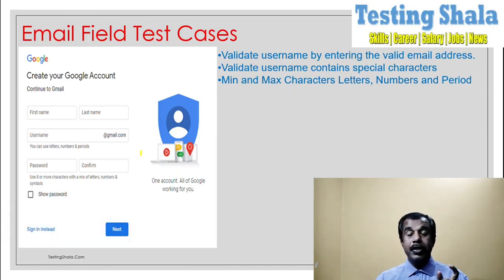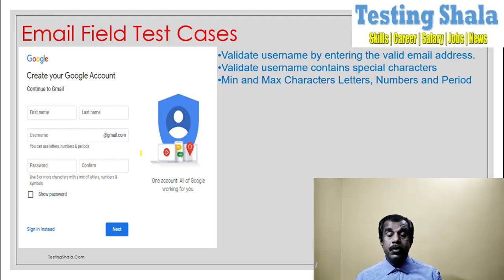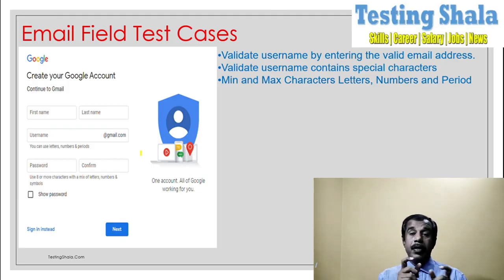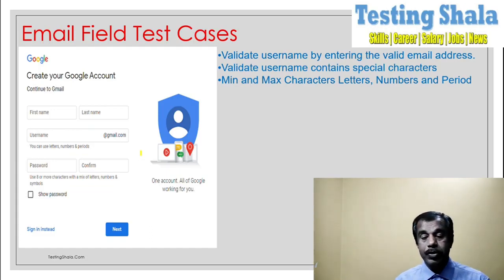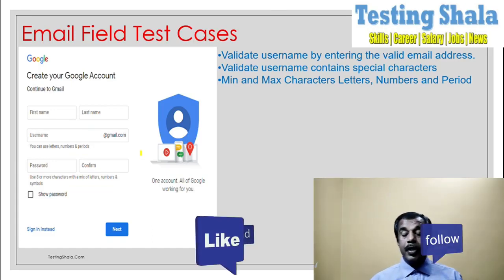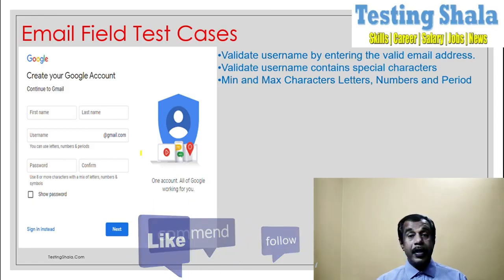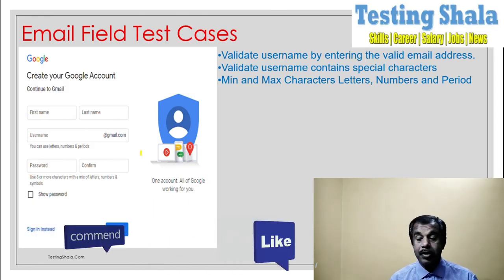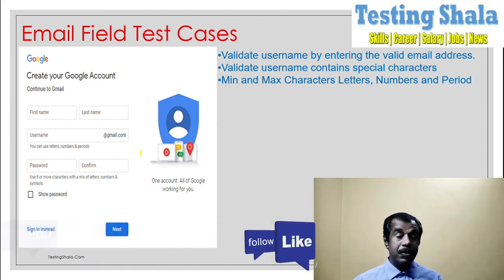Again, these things you should get from the requirements, and numbers can also be included in the username. There are certain email IDs where you can place a period followed by something, let's say test.123@gmail.com, test.test123@gmail.com, something like that we can provide. So we should look into that kind of test cases also, to validate whether it accepts minimum and maximum characters, letters, numbers, and a period.